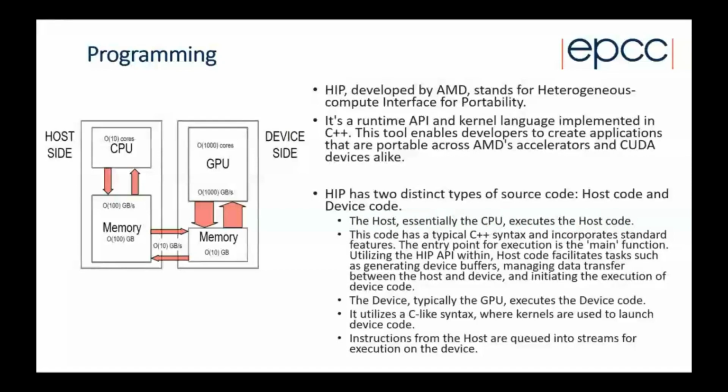Device code: the device, typically the GPU, executes device code. This utilizes a C-like syntax where kernels are launched onto the device. Instructions from the host are queued into streams of execution on the device. We'll come on to streams later in the course, but you always execute on a stream, and unless you specify otherwise, there is a default stream that exists to execute on. This may be a smart thing to do or not a smart thing to do, depending on what you're trying to achieve. So this is a serialized thread of execution, in terms of scheduling on the device.